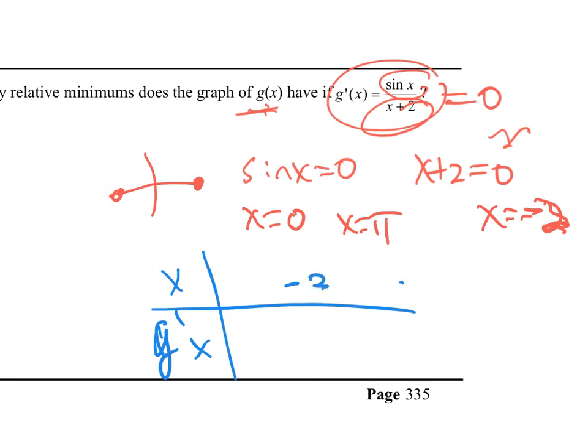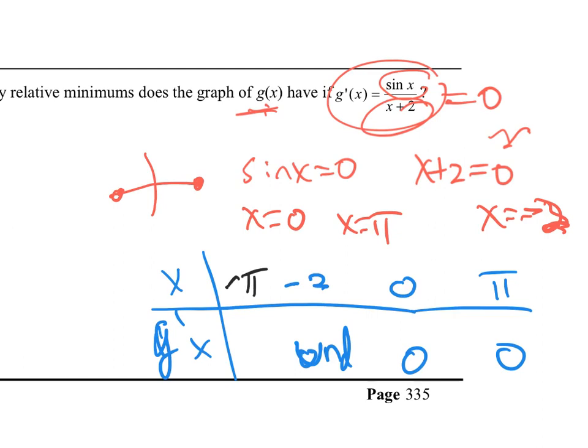-2, 0, pi. The derivative was 0. No, undefined. 0, 0. Plug in a number less than -2. I'm going to plug in negative pi. Between -2 and 0, -1. Between 0 and pi, about pi over 2.